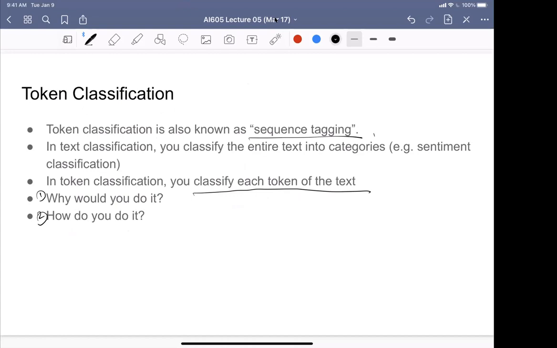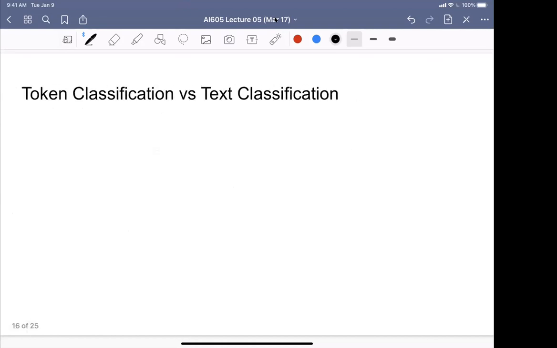All right, so let's begin the second part of the class. As you saw, token classification, we want to know why would you do that? What kind of tasks can we do with token classification? And once we are convinced that token classification is a useful tool, then how can we do that? But before that, I'll be describing a bit, through a schematic, the difference between token classification and text classification in general using RNNs.